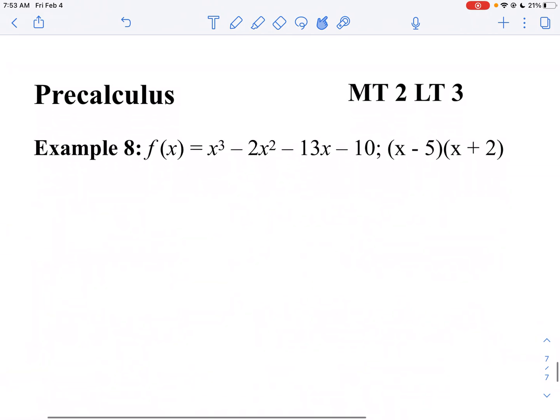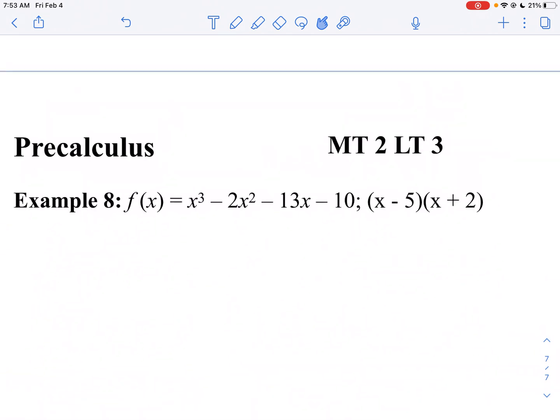Let's have you try this problem and then come back and check.